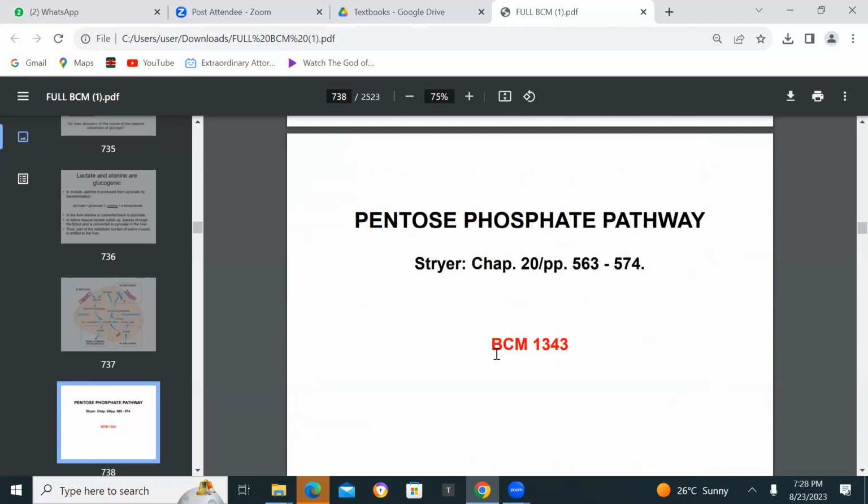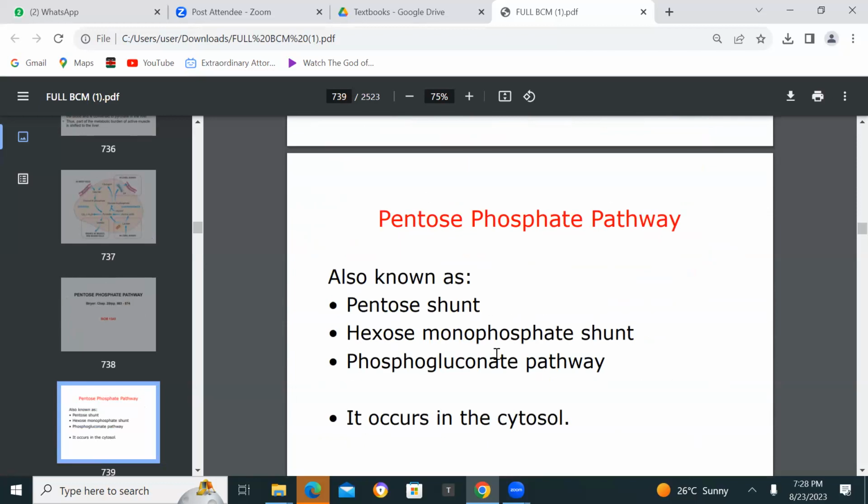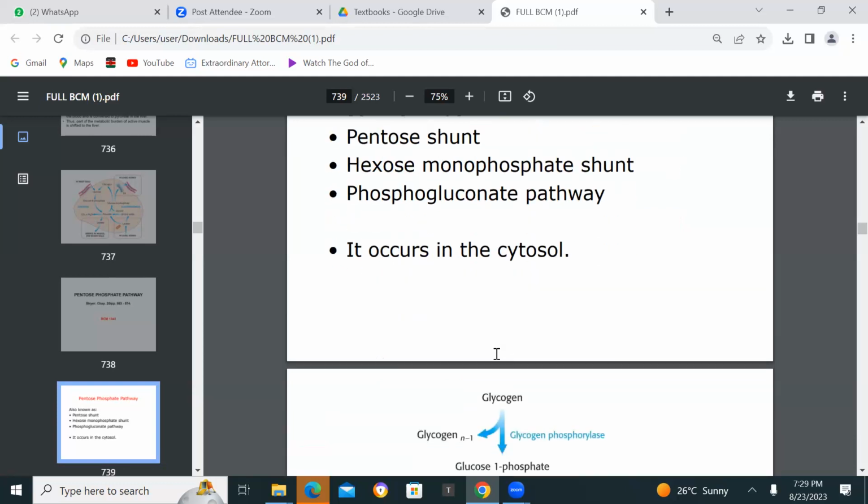Then now the pentose phosphate pathway, it's also very much related to glycolysis. It's just like a small shunt within the glycolysis pathway. And like the name says, it's a pentose phosphate pathway. So basically it's going to give us the 5 carbon sugar molecules. And it also gives NADPH in the process. And it happens in the cytosol.